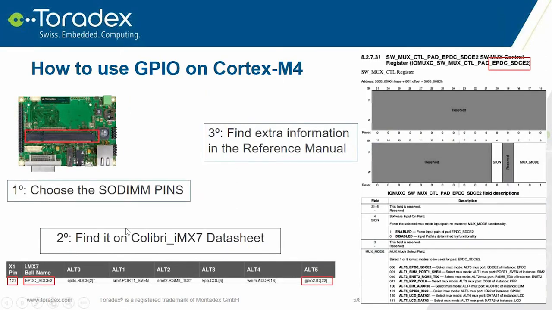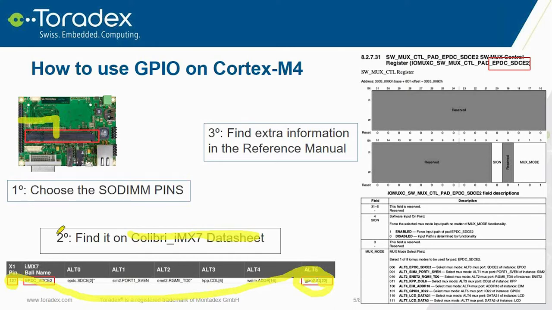Then this next image shows you how we configure any pins. I will mark some things here. Once I decided on GPIO bank 2, and I will use this exclusively for the Cortex-M4, I went to my Colibri datasheet, and I found the GPIO 2 pins. For example, this one is GPIO 2 pin 22, and I found here what SODIMM pin this is. Let's say that this SODIMM pin is coming from this external header here.